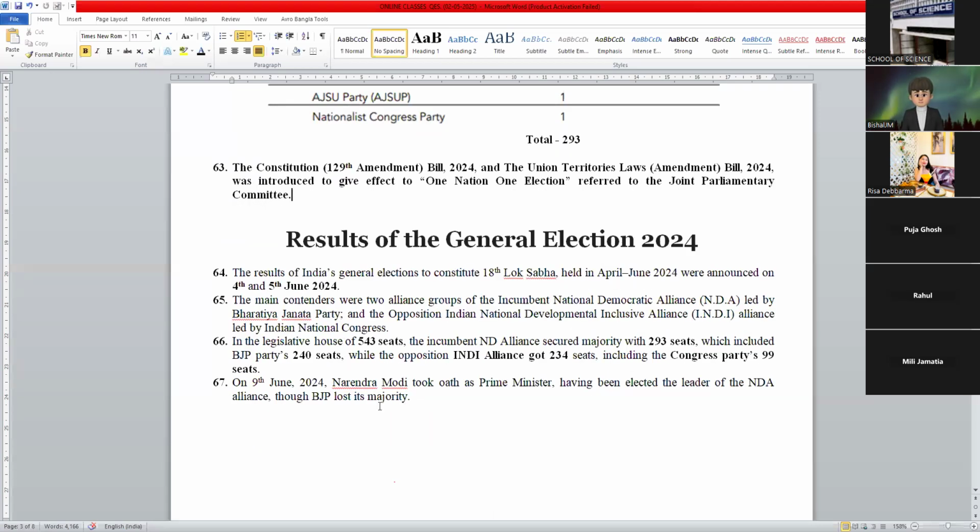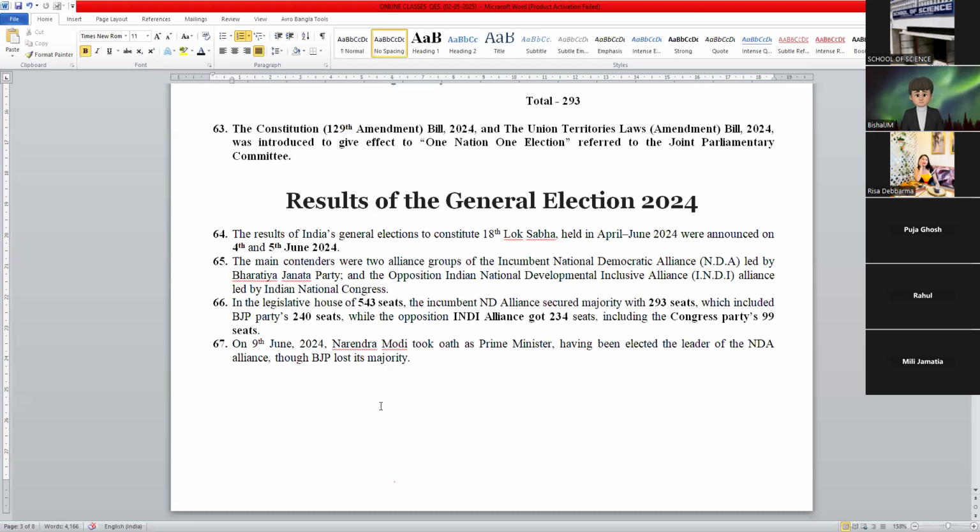Now, results of the general election 2024. Very, very important. The results of India's general elections to constitute the 18th Lok Sabha, held in April-June 2024, were announced on 4th and 5th June 2024. The main contenders were two alliance groups: the incumbent National Democratic Alliance (NDA) led by Bharatiya Janata Party, and the opposition Indian National Developmental Inclusive Alliance (INDIA) led by Indian National Congress. In the Lok Sabha of 543 seats, the NDA secured a majority with 293 seats, which included BJP's 240 seats, while the opposition INDIA alliance got 234 seats, including the Congress party's 99 seats.